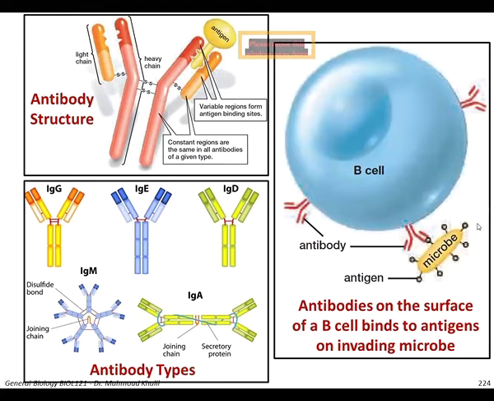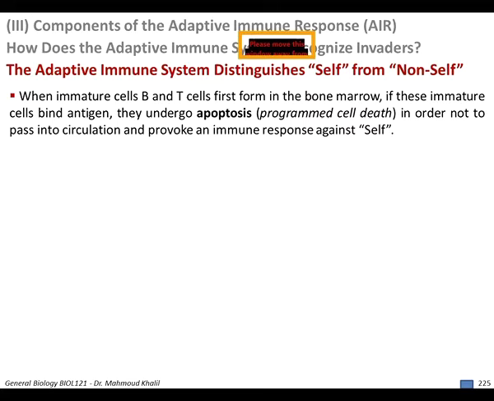Here as well, you can see the B cells can express antibody on their surface, and this antibody on the surface can recognize the antigen on the surface of any microbe. And this actually will activate the immune system as well. So the adaptive immune system can distinguish between self and non-self. In this scenario, you need to make sure that B and T cells, which will be circulating inside our blood circulatory system, have to distinguish between self and non-self.